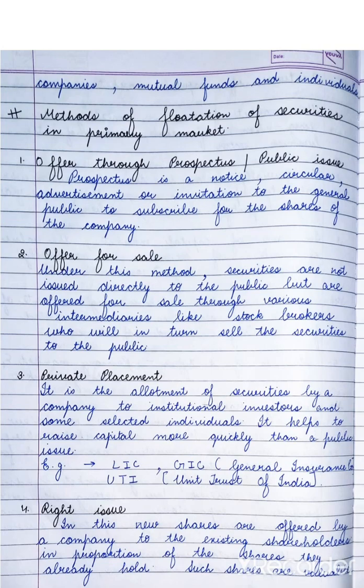Coming to the next one, that is private placement. Whenever we give a whole lot of securities to selected institutional investors or selected individuals, rather than going to each and every member of the public to subscribe for the shares, that is known as private placement. We just give to selected institutions, say LIC, GIC, General Insurance, or UTI, Unit Trust of India, that is known as private placement.